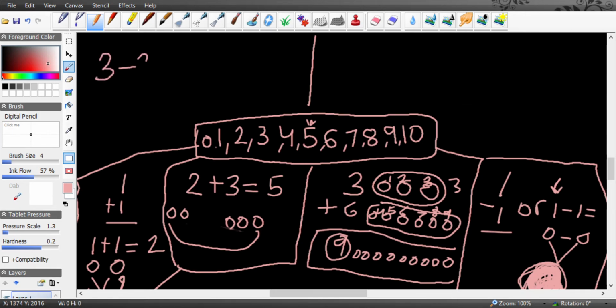3 minus 2. What is it going to equal? Well, we're gonna have 3 circles, and then 2 circles that we're taking off from our collection. So we're gonna forget about this, the minus sign, and then we're gonna have 1, 2, 3, 4, 5.